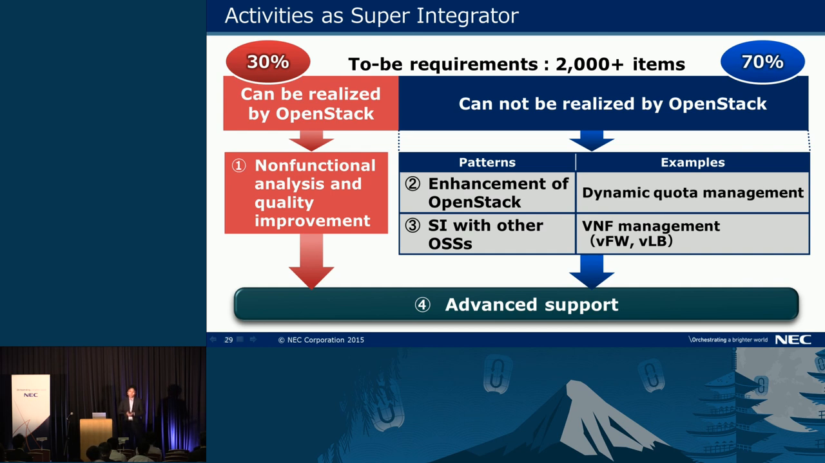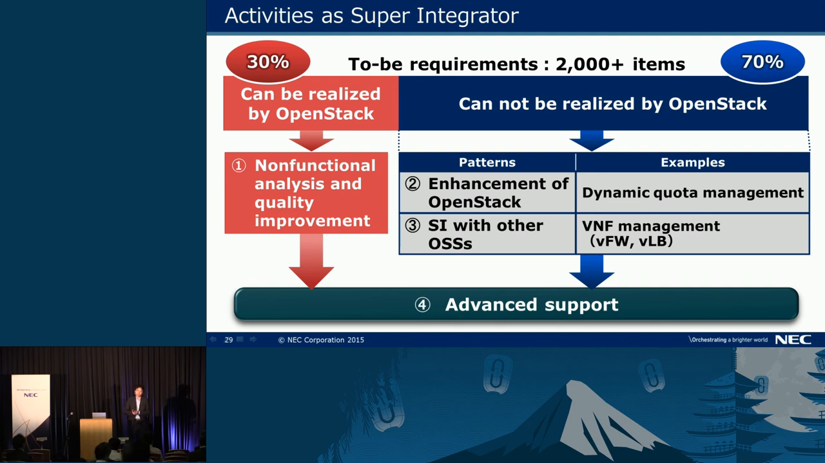For example, a user requests NEC to realize some gold, silver, bronze types of ICT resources. In such a case, we need to take care of dynamic quota management for each ICT resource. So right now we are contributing such capability to the community. And the third one is SI with other OSS.